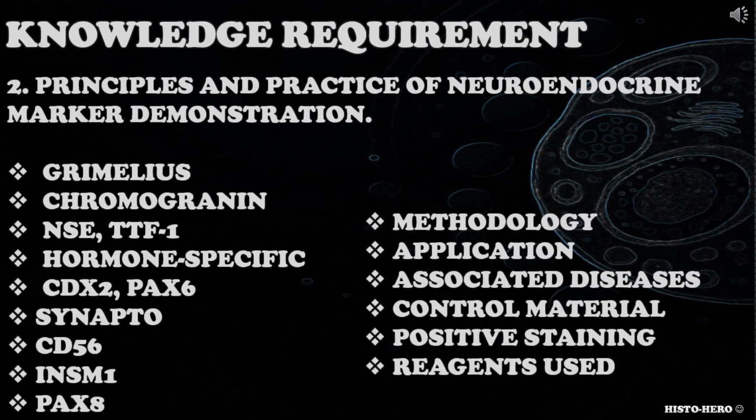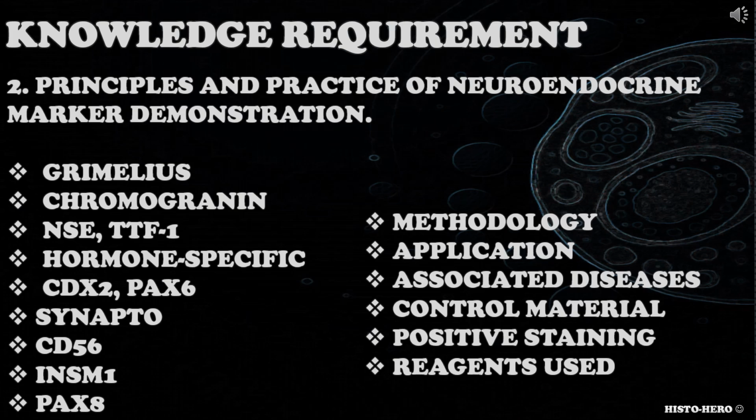The second knowledge requirement is principles and practice of neuroendocrine marker demonstration. Candidate needs to have the knowledge and understanding about demonstration of neuroendocrine markers. You could ask the candidate to list staining methods to visualize neuroendocrine markers, to explain the principles and practice of those staining methods, diseases that can be detected by those methods, to explain how the positive staining would look like.